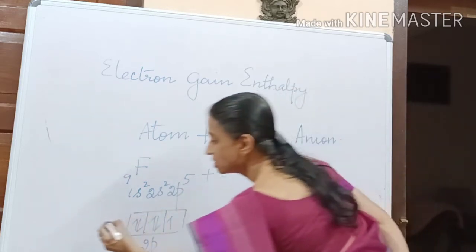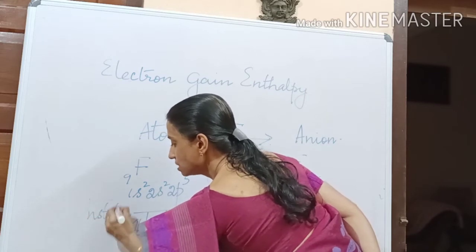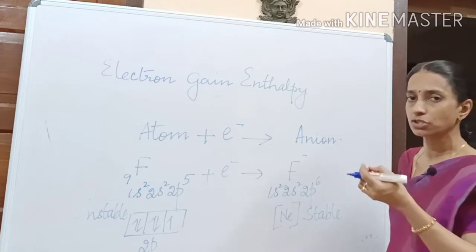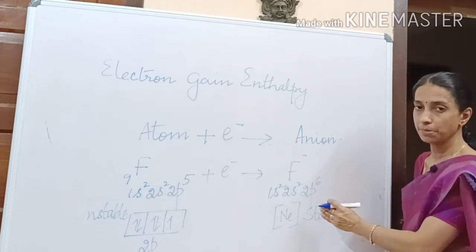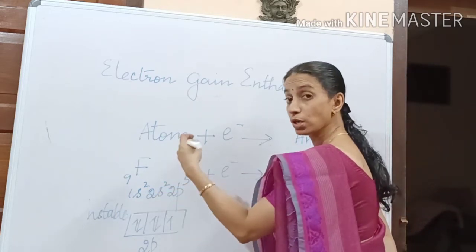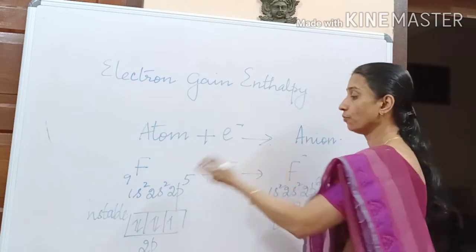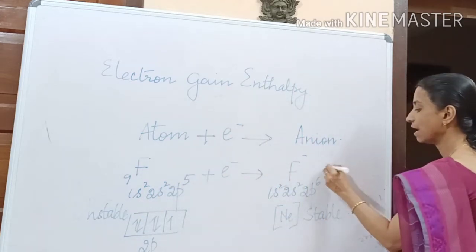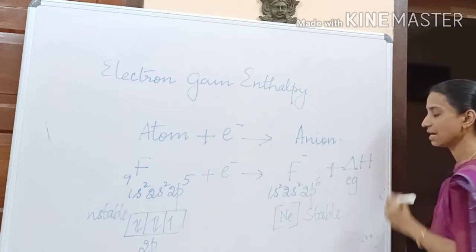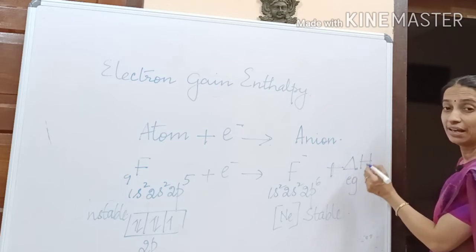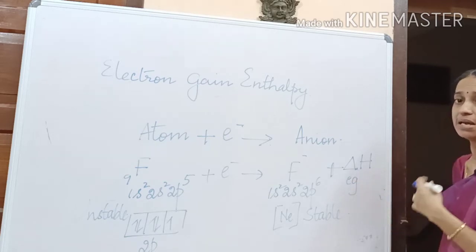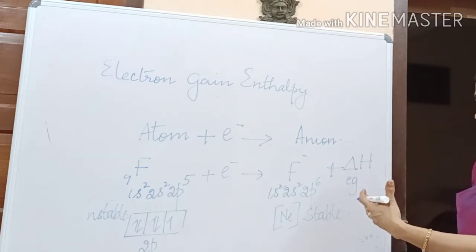So this is an unstable atom. An unstable atom is having more energy. By adding 1 electron, it is becoming more stable, means it has lost energy. So where did that extra energy that was present earlier go? You find that it is released. Energy is released, and the energy released is known as delta H eg, that is enthalpy of electron gain. So electron gain enthalpy is released in the process.